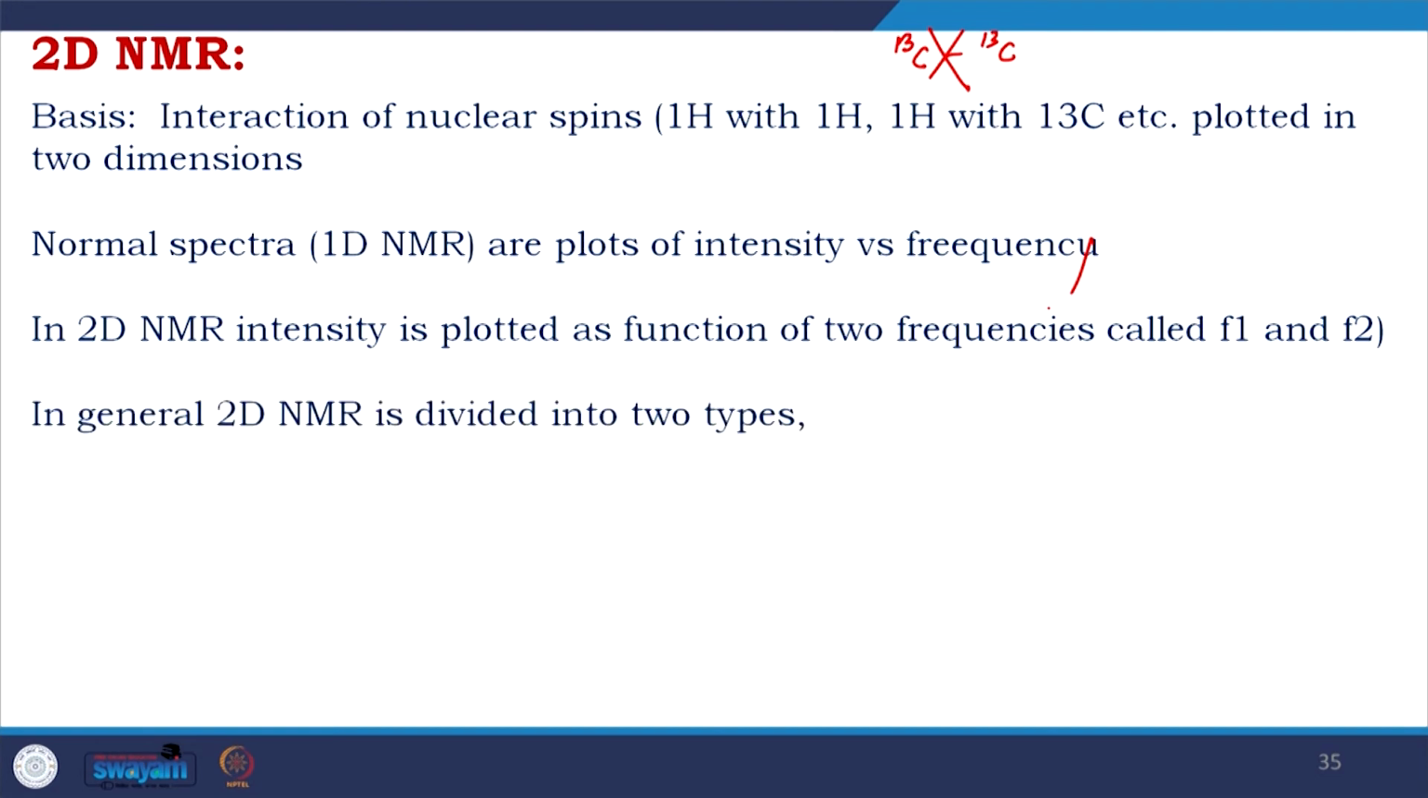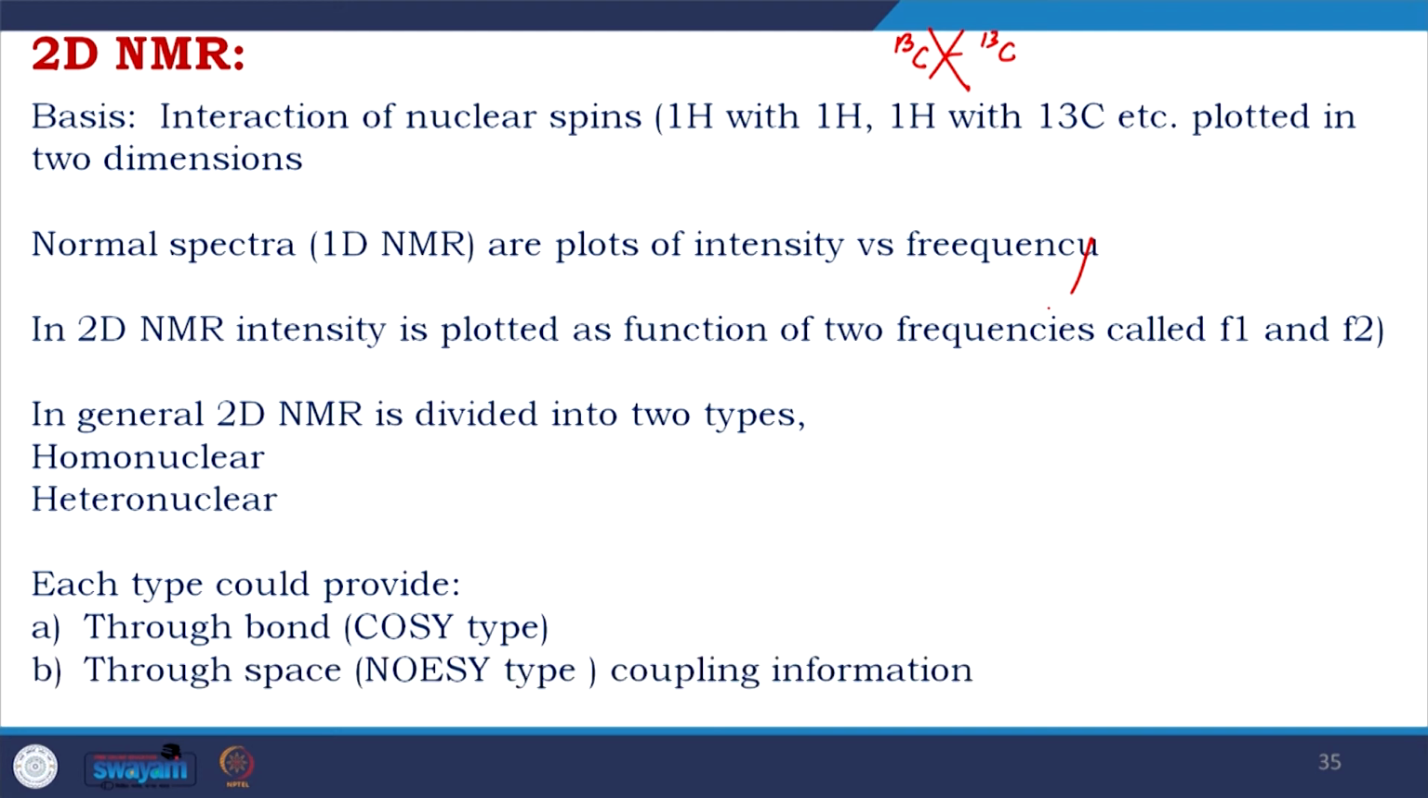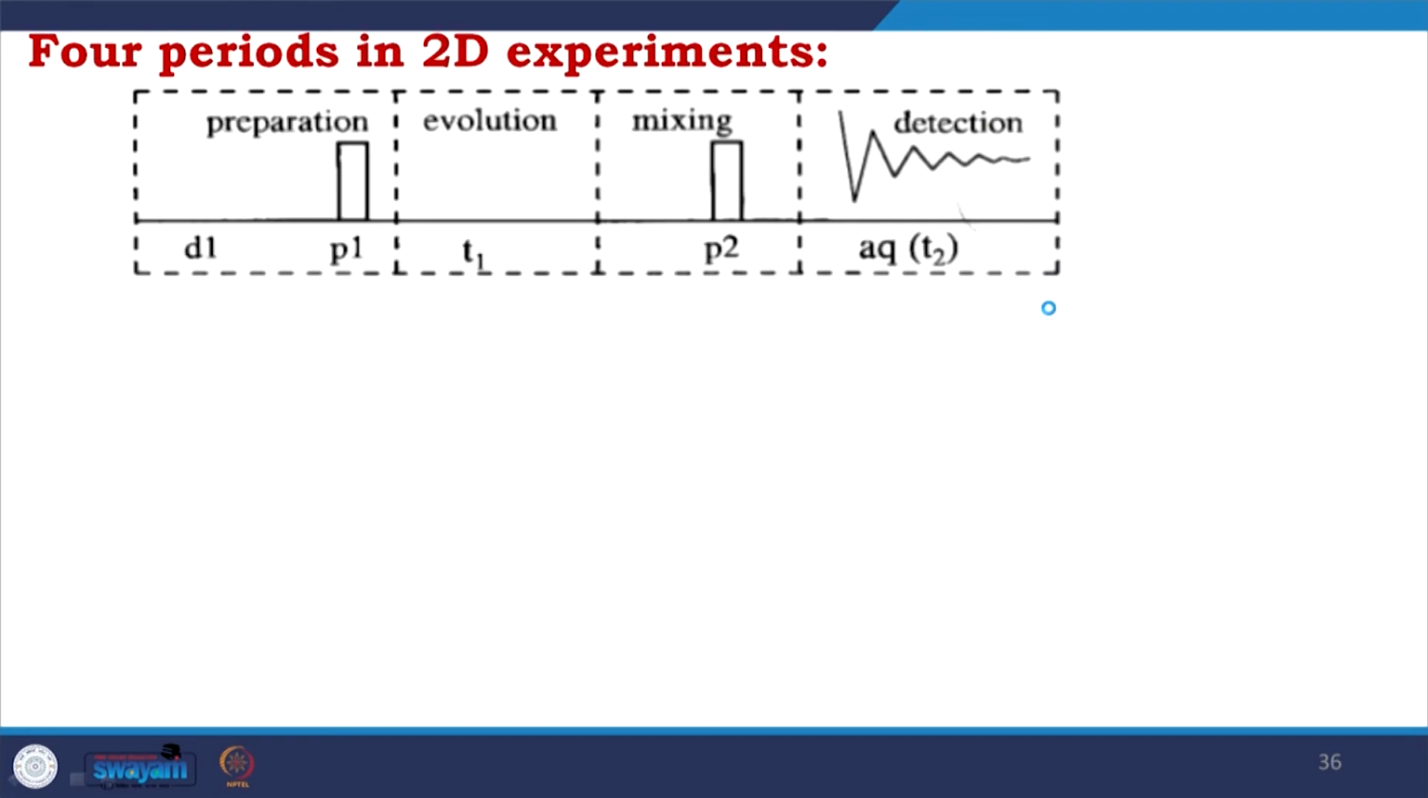In general, 2D NMR is divided into two types: homonuclear and heteronuclear. Each type could provide through-bond coupling information, which is the quasi type, or through-space coupling information, the noisy type.